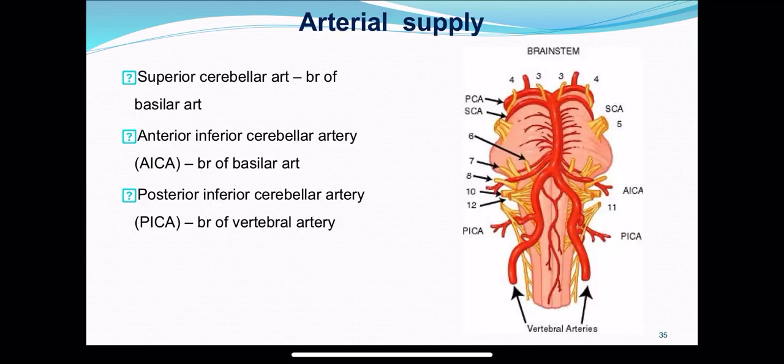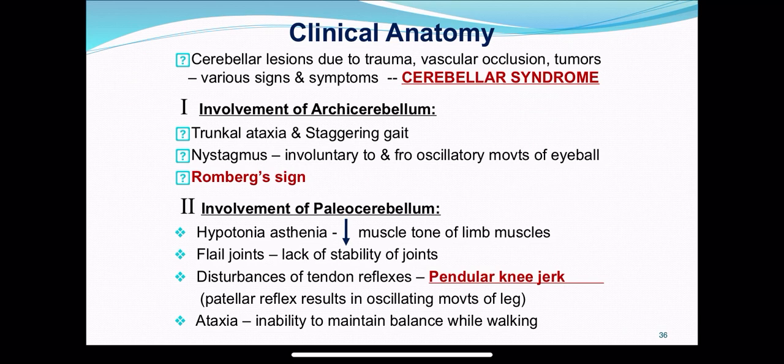Having finished with most of the cerebellum, now moving on to the blood supply. Its arterial supply is by the superior cerebellar artery, a branch of the basilar artery. The anterior inferior cerebellar artery, AICA, a branch of the basilar artery again. The posterior inferior cerebellar artery, PICA, a branch of the vertebral artery. So these are the main arteries supplying the cerebellum. The basilar artery is formed by the fusion of the two vertebral arteries on the basilar groove on the ventral surface of the pons. The veins will be accompanying these arteries. Nothing special to mention about the veins.